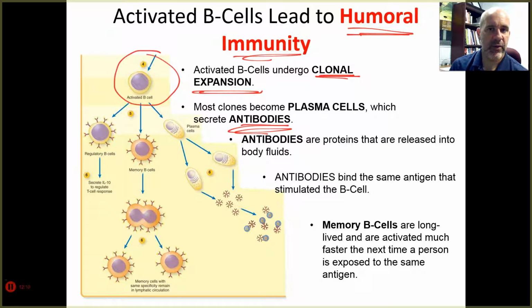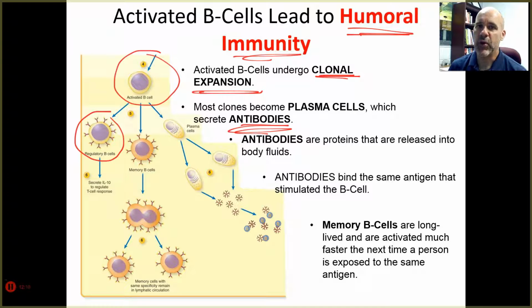And some of those B cells will then go on to become what are called regulatory B cells. And we're not going to worry about that. Again, the immune system is very complex. You want to have a reaction, but then at some point you've got to dial down that reaction. And that's where these regulatory B cells and T cells get involved.